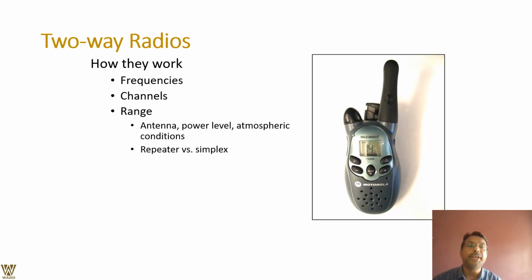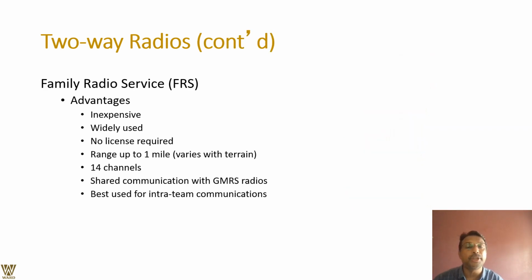Two-way radios, how do they work? These are frequency-based radios which are based on channels and ranges. The ranges might be very low. It might be anything from 10 to 15 kilometers or 2 to 5 kilometers. Antenna, power level, atmospheric conditions, repeaters, and simplex technology go around it.